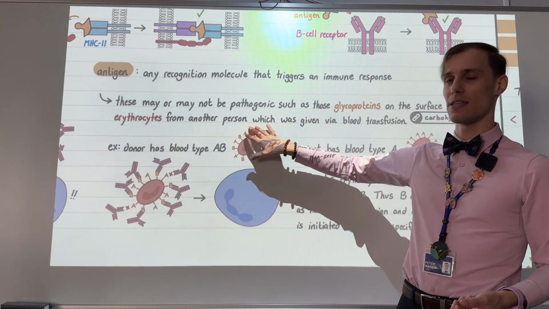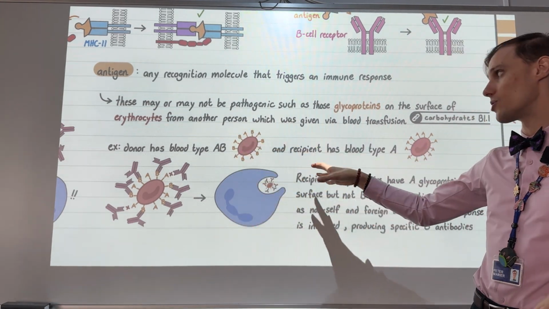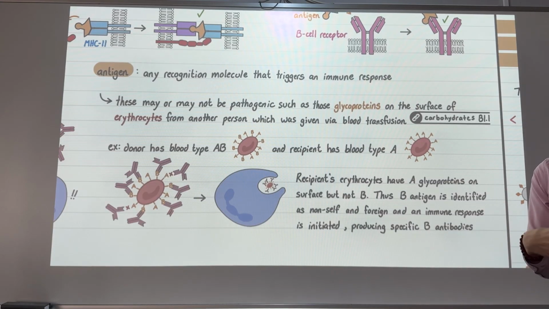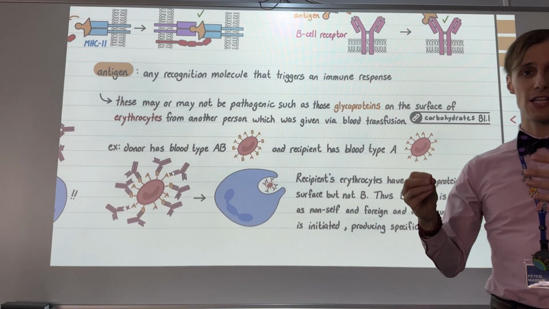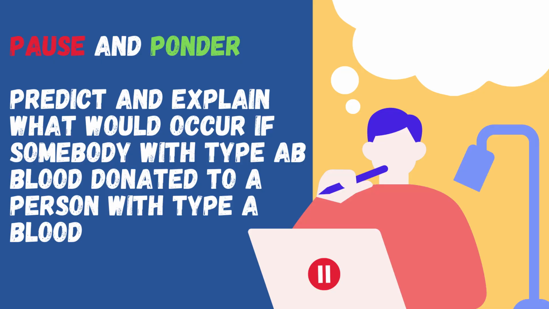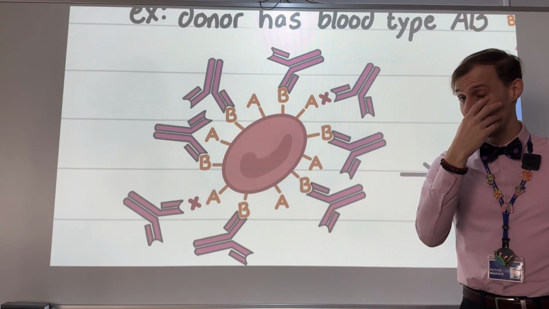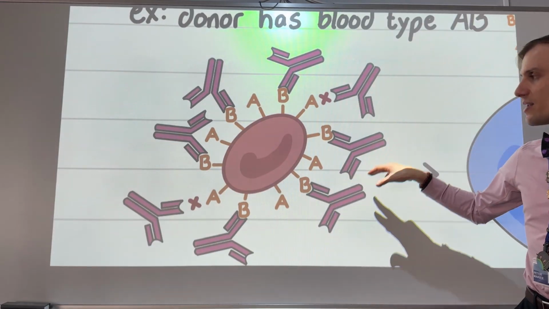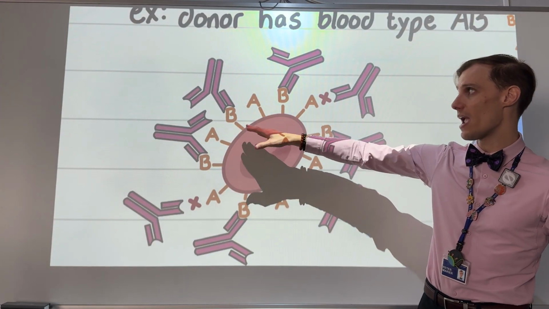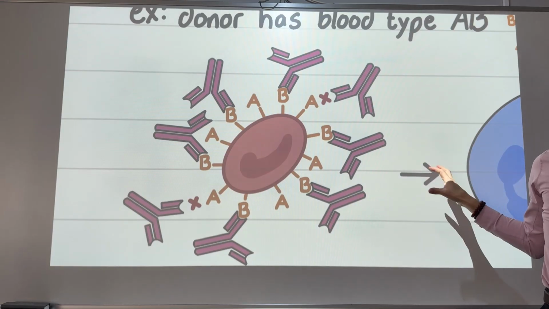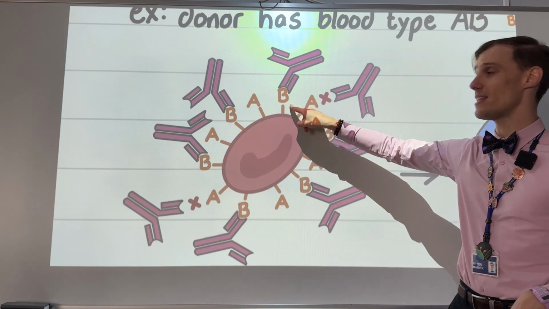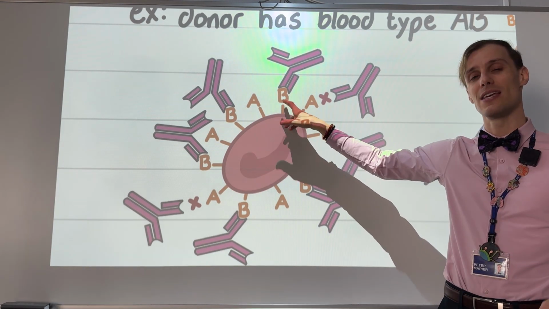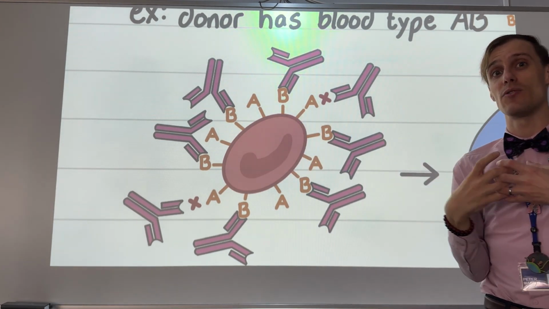Now, let's say a donor has type AB blood. In this case, that means that they have the A and the B glycoproteins on their surface, and they want to donate that blood to someone with type A that only has A glycoproteins on their surface. If that's true, then what's going to occur in the body? So now let's zoom in to patient A's blood, and this is the donor's blood cell. It has both A and B glycoproteins. Well, the recipient's antibodies are not going to identify glycoprotein A as foreign, but they will identify glycoprotein B as foreign. This is a glycoprotein, this is an antigen that is not found in their own body.